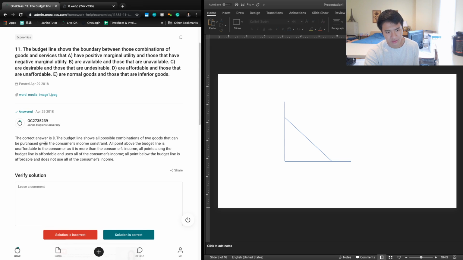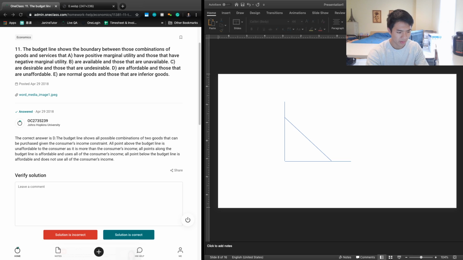Let's take a look at the previous tutor's answer. They said the correct answer is D. The budget line shows all possible combinations of two goods that can be purchased given the consumer's income constraint. All points above the budget line are unaffordable to the consumer as it is more than the consumer's income. All points along the budget line are affordable and use all of the consumer's income. All points below the budget line are affordable and do not use all of the consumer's income. And I think that's a great answer, right?